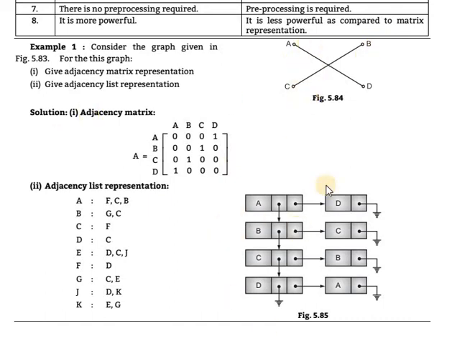For the list: A to which? A to D, so write D. B to C, so C. C to B, so write B. D to A, so write A. Clear that?